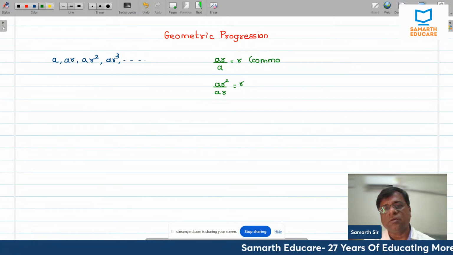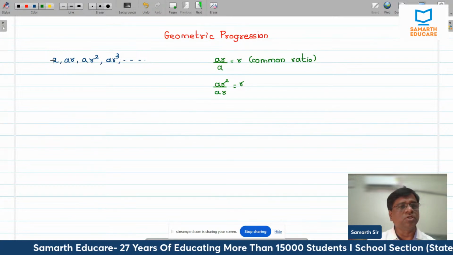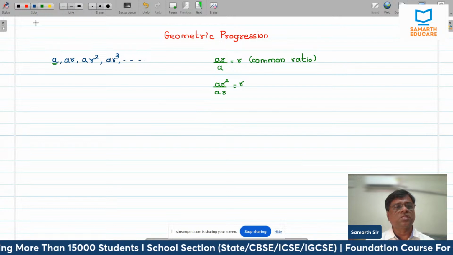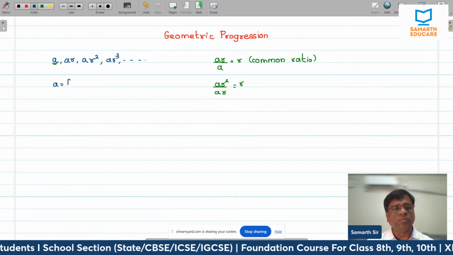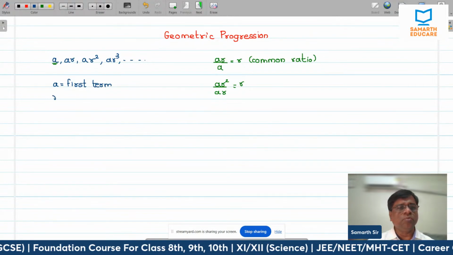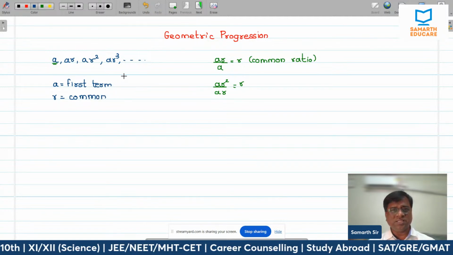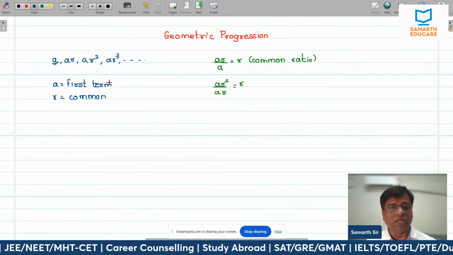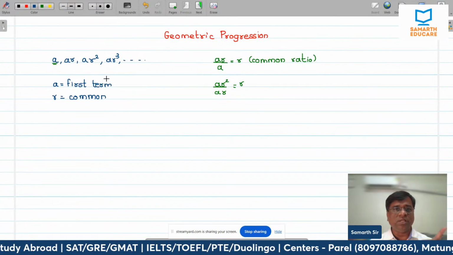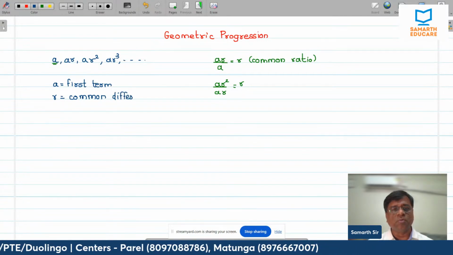And as we usually did in arithmetic progression also, the first term is denoted by a, and the common ratio is denoted by r. So it is similar to what we have done in arithmetic progression. In arithmetic progression, we say it is a sequence where the difference between a term and the preceding term is always a constant, and that constant is called the common difference.